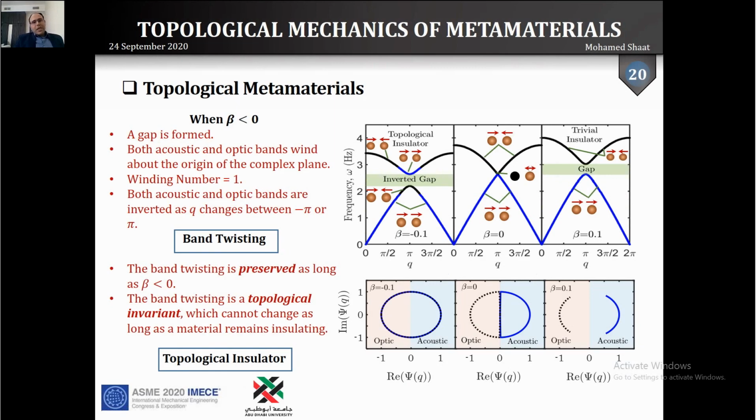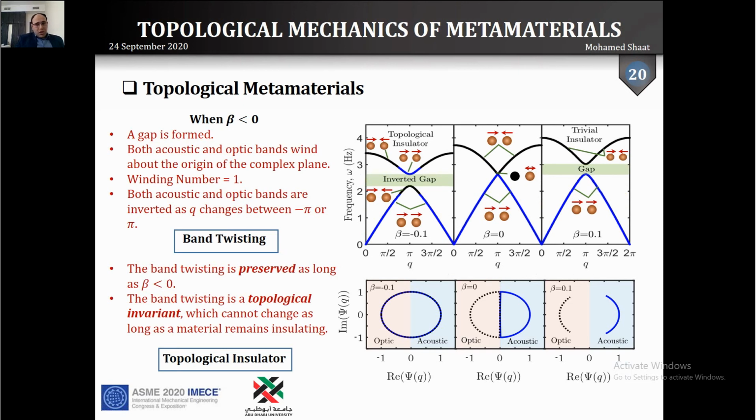On the other hand, for the case that beta is less than 0, a gap is formed like the previous case, but the difference here is that both the acoustic and optic bands wind about the origin of the complex plane once. This winding indicates that these two bands have been inverted. This band inversion is known as band twisting, and the corresponding value of the winding number is 1.